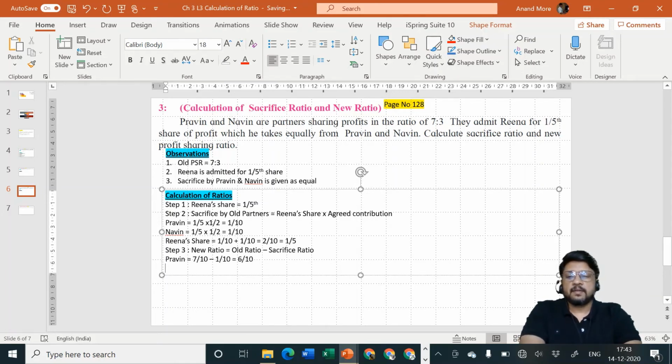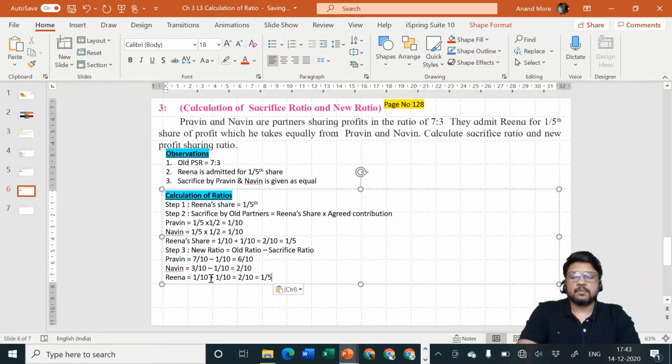Next there is Naveen's new ratio and old ratio. Old ratio was how much? 3 by 10 minus sacrifice is 1 by 10, that becomes 2 by 10. And then Reena, we had already calculated Reena's share, that is 1 by 10 plus 1 by 10 is equal to 2 by 10, that means ultimately it is 1 by 5. So that's how we have calculated it.